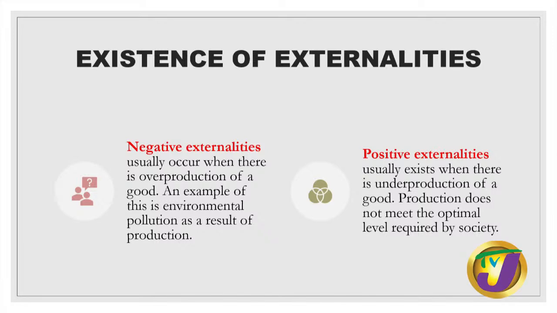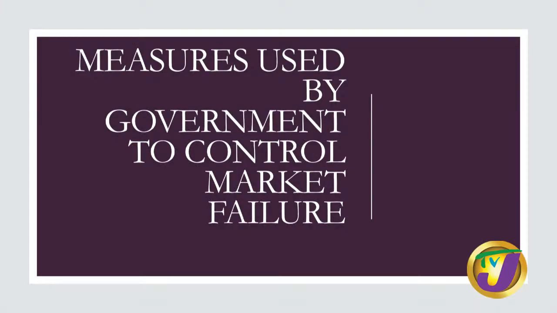We want to move on to look at measures used by the government to control market failure, right? So whenever goods are being overproduced or underproduced in a country, it means that there is a lack of efficiency and the markets can operate better. So the government could intervene to ensure that consumers are not placed at a disadvantage, or that, for instance, firms are not exploiting consumers in the case of a monopoly.